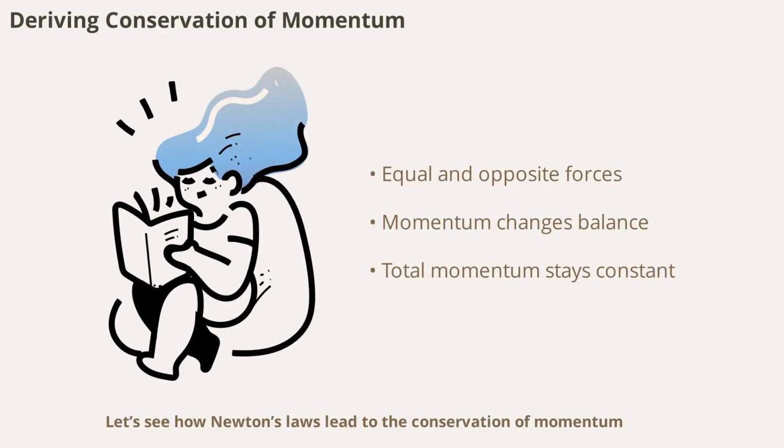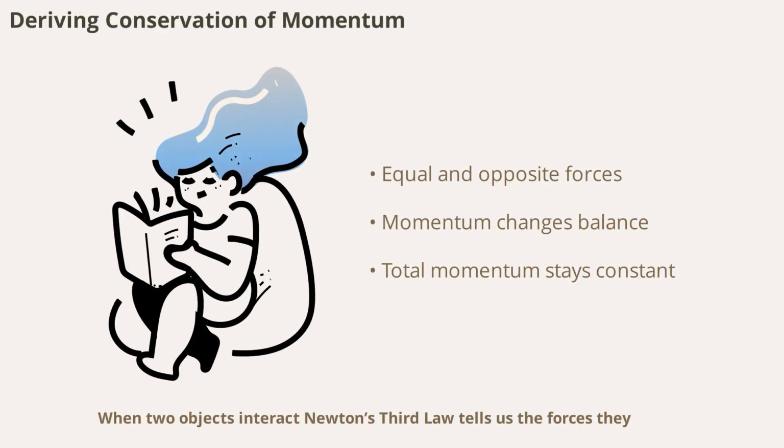See how Newton's laws lead to the conservation of momentum. When two objects interact, Newton's third law tells us the forces they exert on each other are equal and opposite. Over the time of interaction, these forces cause changes in momentum that are also equal and opposite. As a result, the total momentum of the system remains constant, provided no external force acts. This derivation is fundamental to analyzing collisions and explosions.